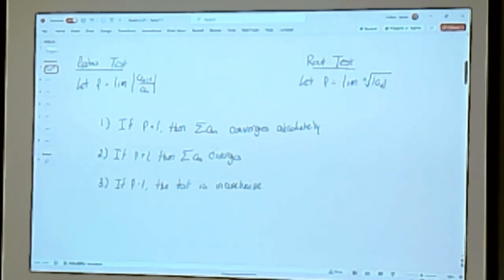Of all the tests we've looked at, these two are the most powerful. Ratio also happens to be the most useful. We'll be using it again.